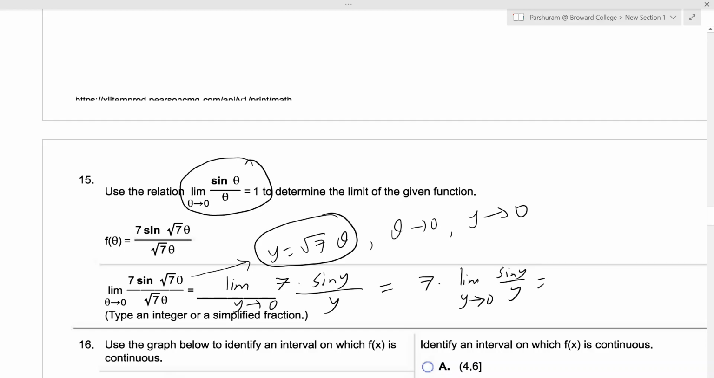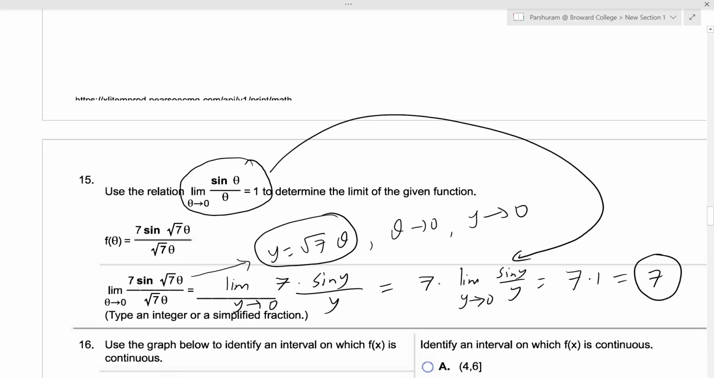And according to this, sine theta over theta when theta goes to 0 is always 1, so the limit of this expression is 1, so it's 7 times 1, so that means the final answer is 7.